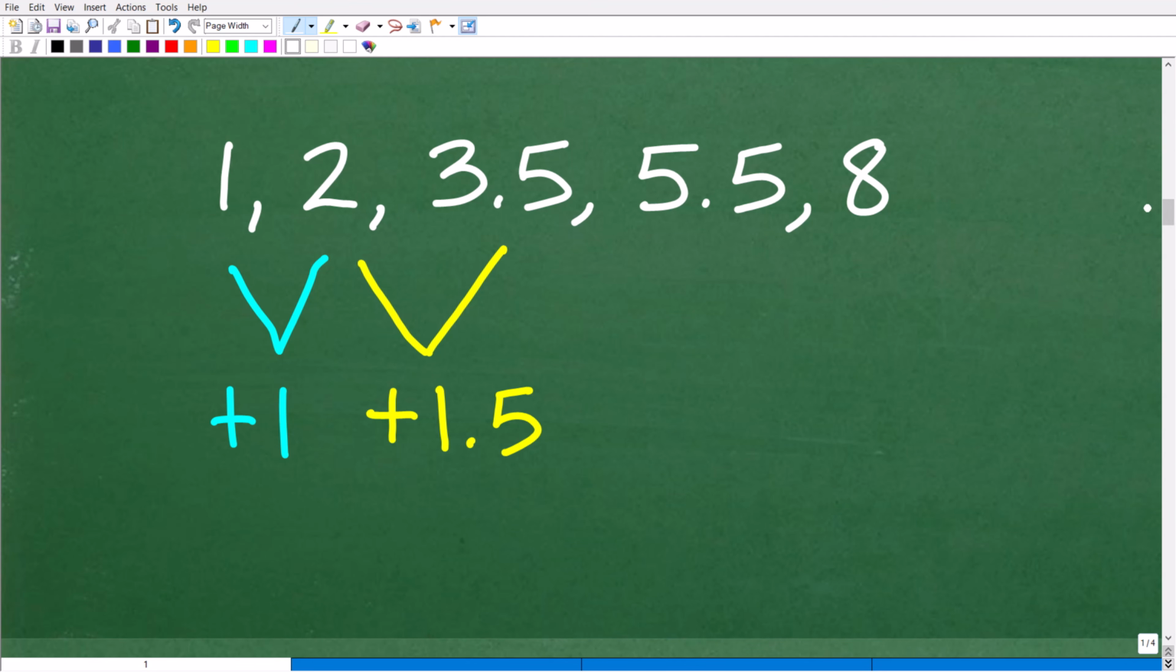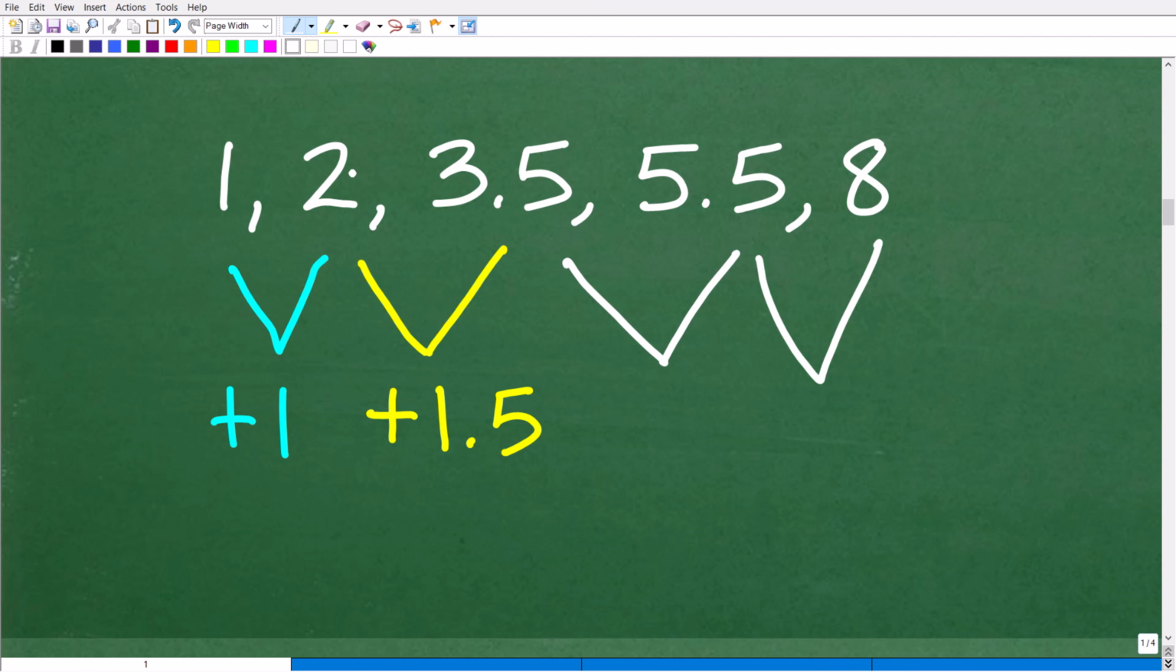Now, what I'm going to give you here is a gigantic clue. So what's going on here? Well, let's take the difference. From 1 to 2, we added 1. From 2 to 3.5, we added 1.5. Well, this is a clue. This is the beginning of the actual pattern that we need to understand in order to solve this problem. So I'm going to encourage those of you out there that want to figure this out on your own, and that's awesome, to go ahead and continue to look at the patterns between these numbers right here.